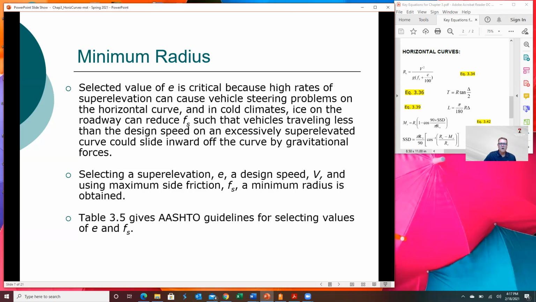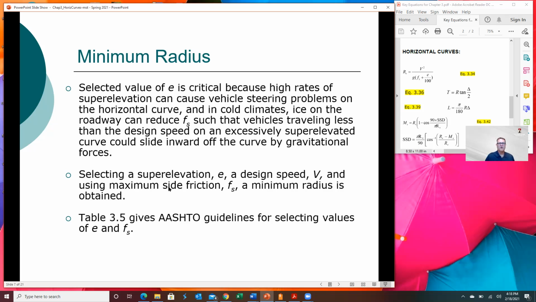But if you do that on a road, in cold climates with ice on the roadway, you have to think about the road in all conditions. If a car is traveling at a high rate of speed in good weather, it'll negotiate the curve fine. But if it's going slowly in cold or freezing weather, and most vehicles do and should slow down during cold weather, then if the superelevation is too high, the car can actually slide down the curve. So that's why you have to balance these things, and the coefficient of side friction, F sub S, can come into play.